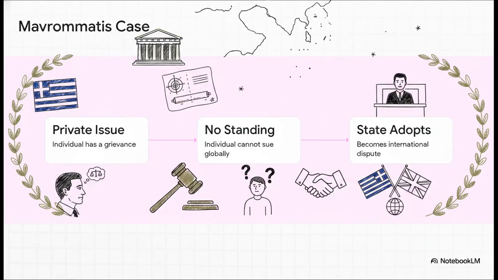Finally, we have the Mavromatis Palestine concessions case. This one is brilliant because it perfectly maps out how a private grievance transforms into a formal international dispute. Mavromatis was a Greek engineer whose valid economic concessions were just ignored by Great Britain after World War I. As a private individual, he had absolutely zero standing to sue the British Empire globally. But then, recognizing his plight, the government of Greece stepped in, adopted his claim, and challenged Great Britain directly.